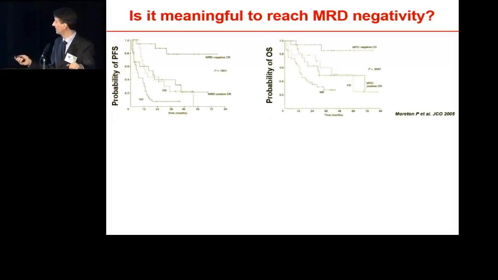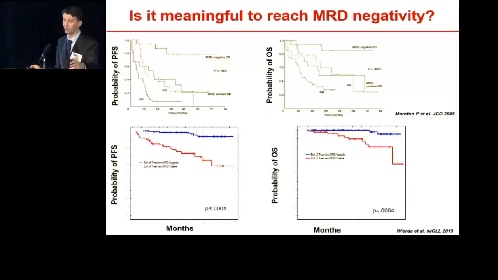Yes, it is indeed, and that was shown already a few years ago by the use of only monotherapy like alemtuzumab, and indeed MRD negative patients have a better progression-free survival and also an overall survival. This has also been confirmed using immunochemotherapy. This is the MD Anderson work, again showing that MRD negative cases indeed have a better progression-free survival and overall survival.